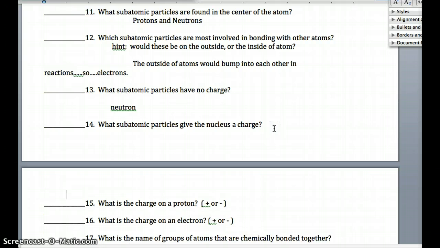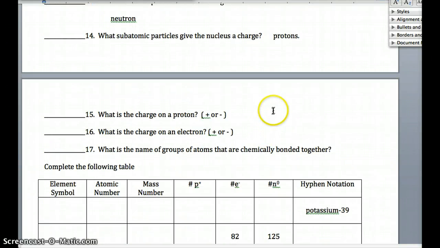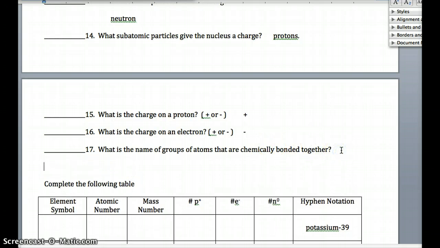So neutrons are neutral, they have no charge. The subatomic particle that gives the nucleus a charge: there are 2 things in a nucleus, protons and neutrons. Neutrons, we just said, have no charge. So it must be the protons that give the nucleus a charge. And what did we say the charge on a proton was? Positive. What did we say the charge on an electron was? Negative.